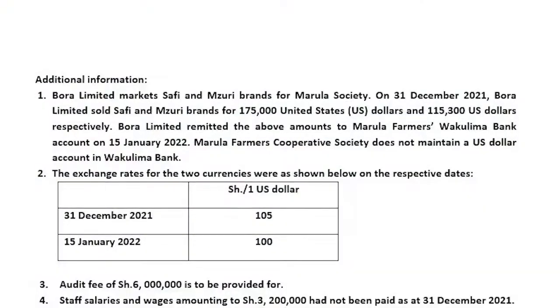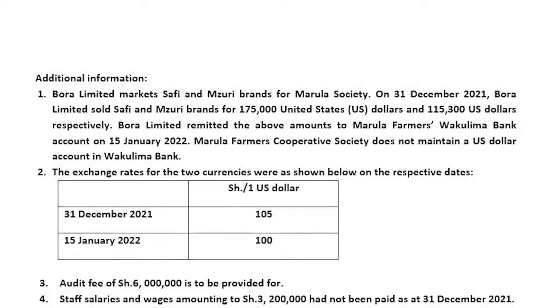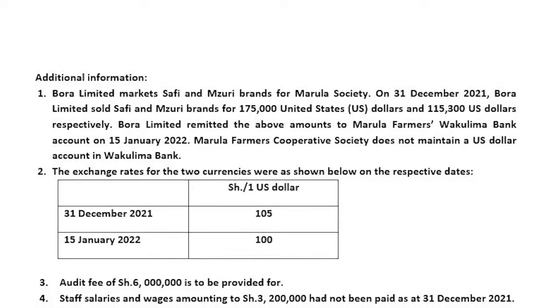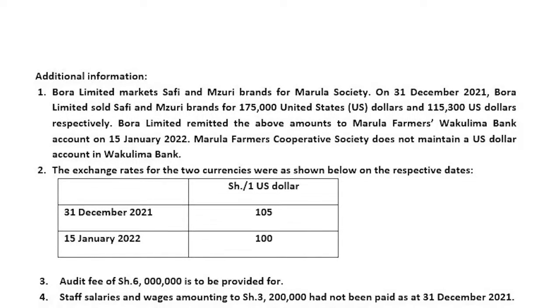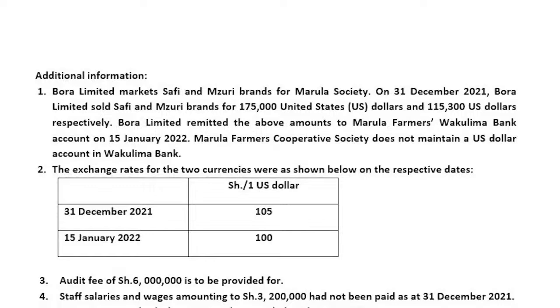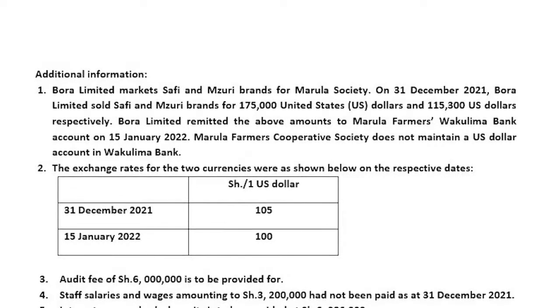In the additional information, number one, I think we had information about sales of the 2 coffee brands. That has nothing to do with the expenses. Number two, the exchange rate, that does not affect expenses. And then number three, we are told audit fees to be provided for. Audit fee to be provided for, that is an expense.